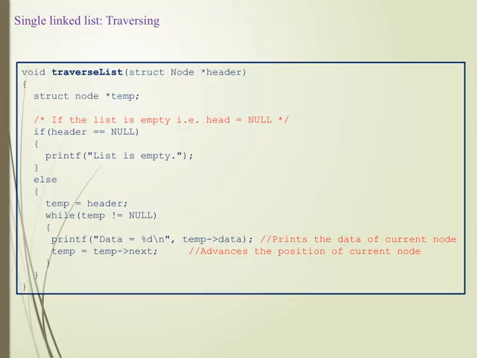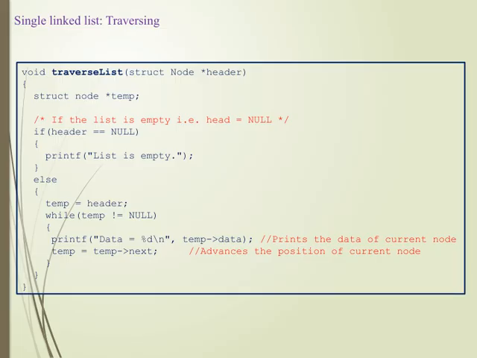Let's take a closer look at how traversal works in a single linked list. The function traverseList takes a pointer to the header, or the first node of the list. The first key point is checking if the list is empty. If the header is null, it means there are no nodes to traverse, so we simply print that the list is empty. If the list isn't empty, we initialize a temporary pointer, temp, to point to the header node.